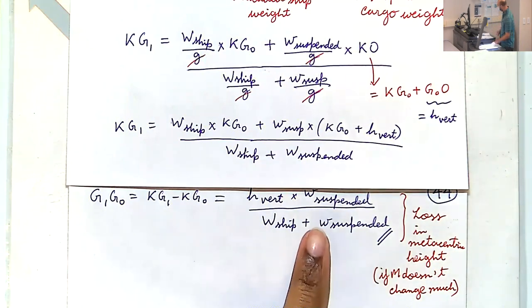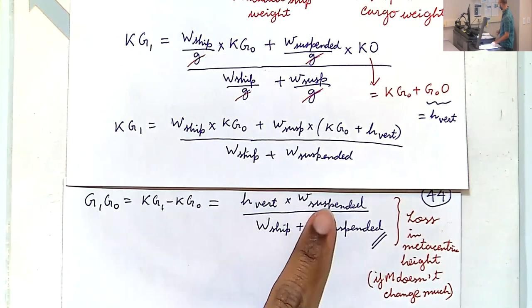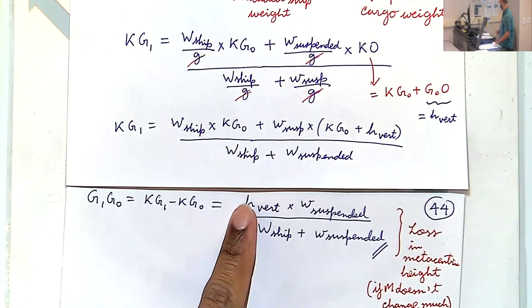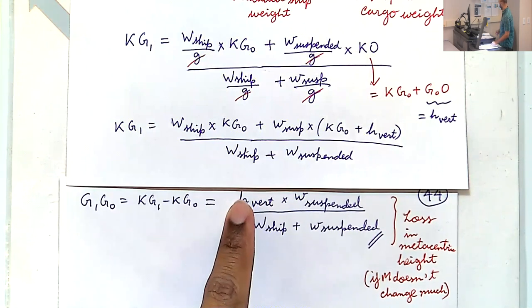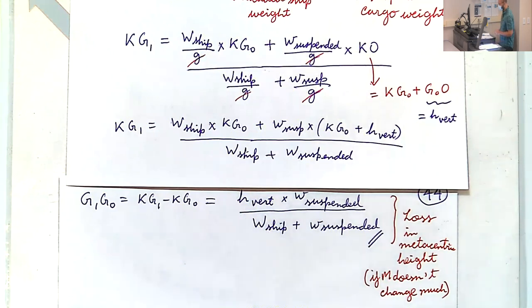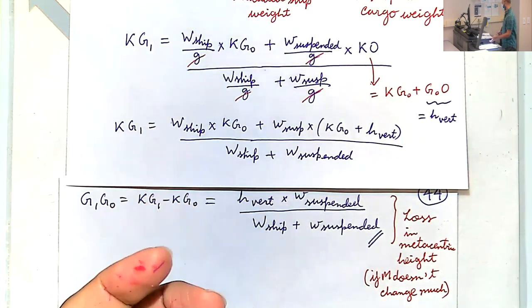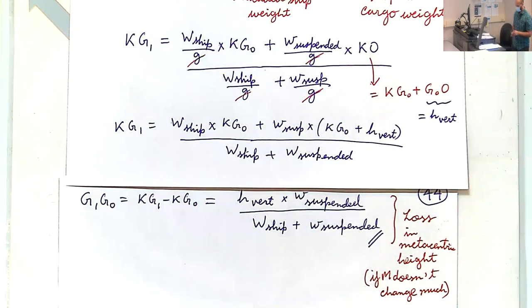But see here, if you suspend a relatively small weight, but you make the H vertical very large, you will get a huge loss in the metacentric height. Okay, so you should try to keep your crane as short as possible, but tall enough that it's functional. Okay, so that's the first thing that happens. We get a loss in the metacentric height.